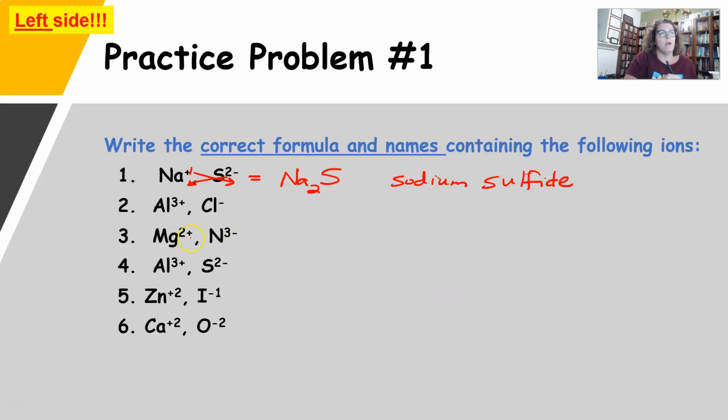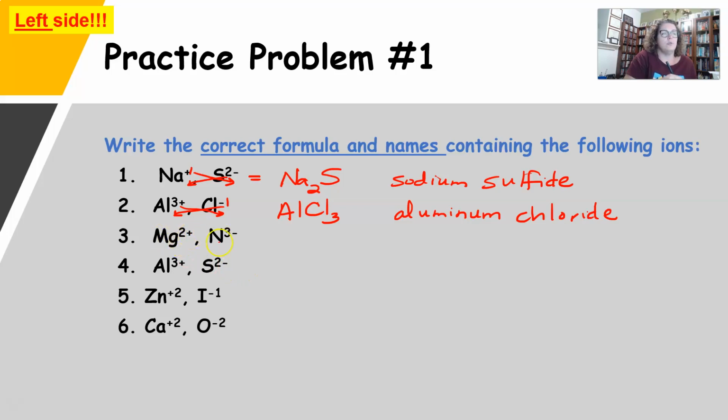Okay? Aluminum lost 3, chlorine gained 1. Doesn't equal 0. It's not neutral. So we're going to crisscross. So I'm going to get aluminum 1 and chlorine 3. So aluminum. And just a little side note on the spelling. For aluminum, a lot of the elements on the periodic table have an ending of IUM, IUM, IUM, not aluminum. It doesn't have that I at the end. Okay, so just NUM at the end.